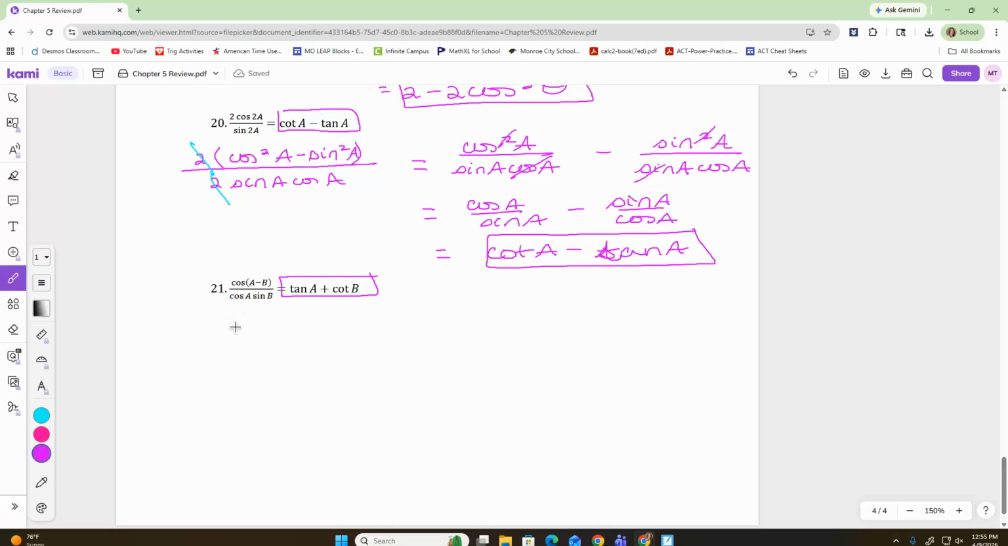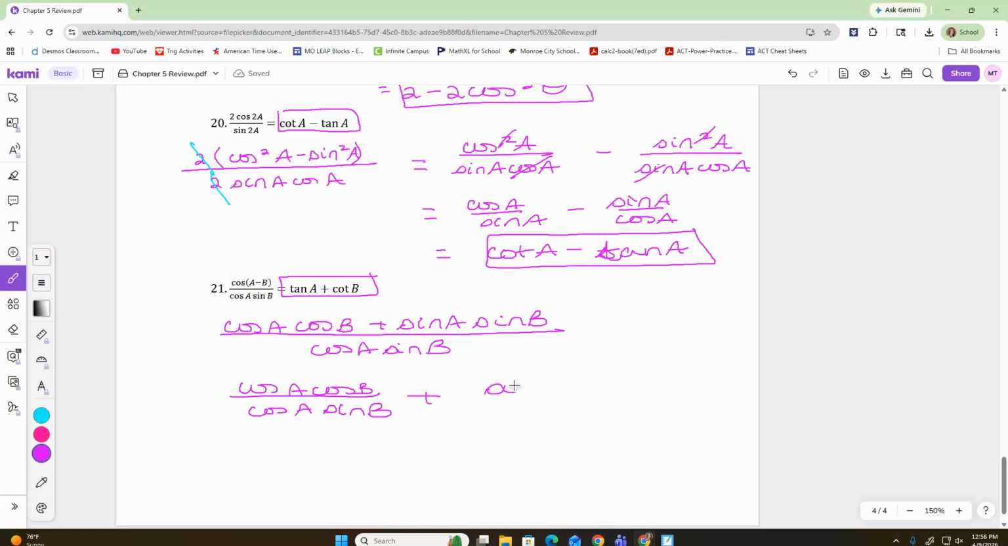So, cosine difference, we do cosine of the first, cosine of the second, cosine of the first, sine of the second. At this point, it's very similar to the last question. I have two terms on top, one on the bottom. So if I put each thing over the denominator, what happens in the first one?